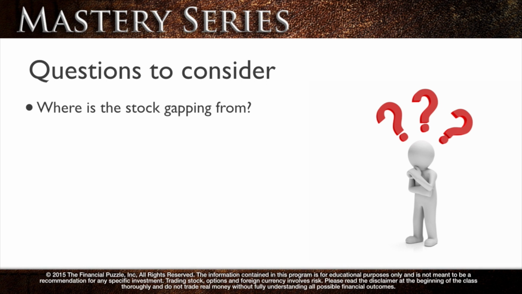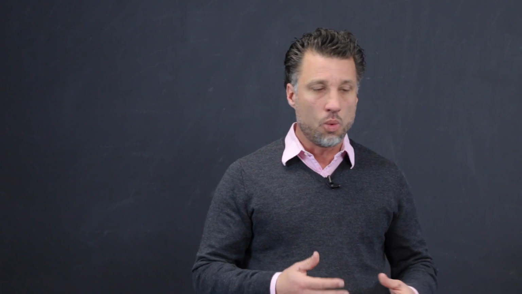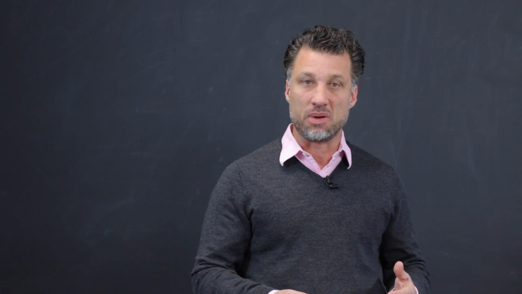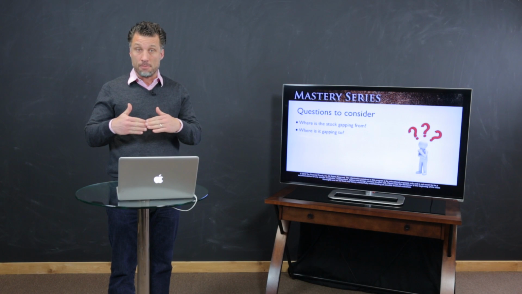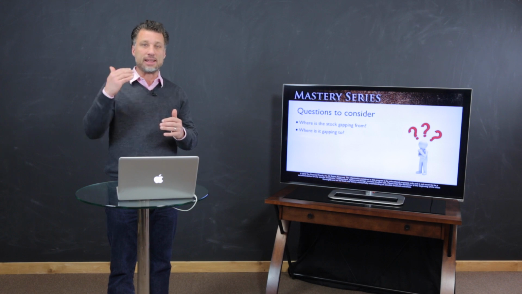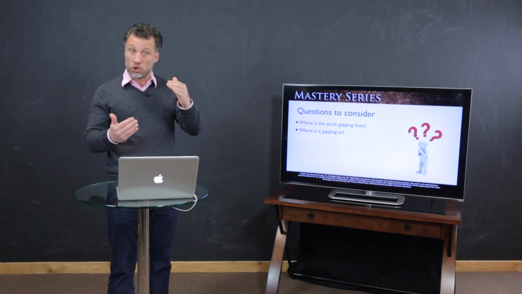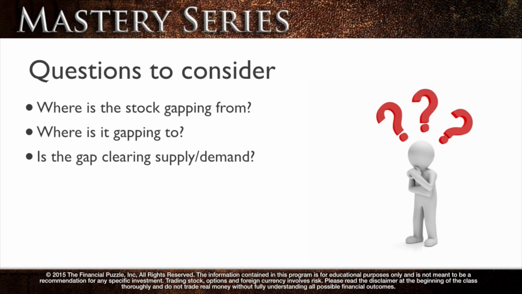Where is the stock gapping from? Before the stock gapped, either after hours or when you notice it before hours the following morning, where was the stock trading before it gapped? That will tell us a lot of information, which I'm going to share later. Where is it gapping to? Not only is it important to know where it's gapping from, maybe from a long consolidation, built up demand, and then it gaps over that, but then where is it gapping to? We want to have a really clear answer about where it's gapping to.